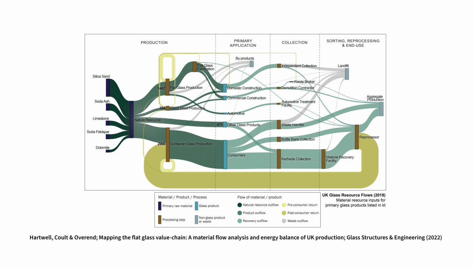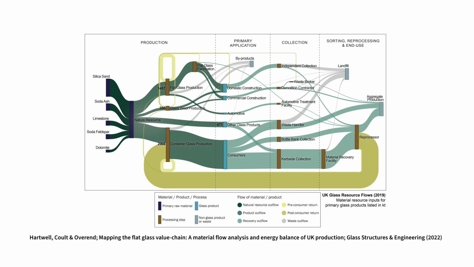The use of waste glass, also known as cullet, in new glass production can lead to up to 41% reduction in CO2 emissions. On this image, we can see the total tonnage flows of glass in the UK, from primary raw material on the left-hand side through to application, collection, and end of life. The lime green flows indicate glass that is recovered for recycling back to new glass products.